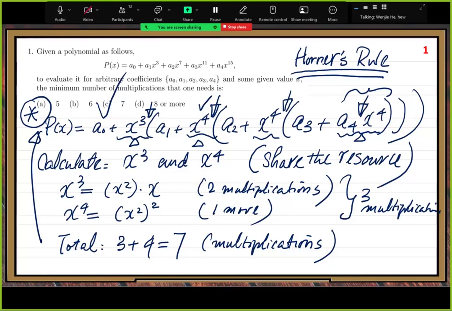Share the resource, that idea. How to save your multiplication by minimizing your redundant computation. If it's possible, you avoid redundant computation. Okay?